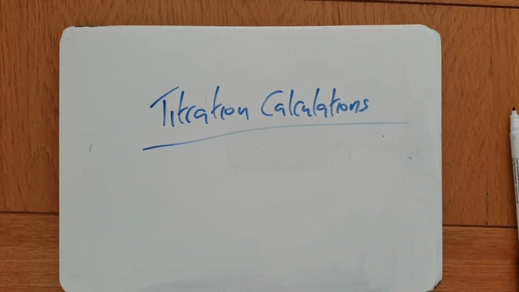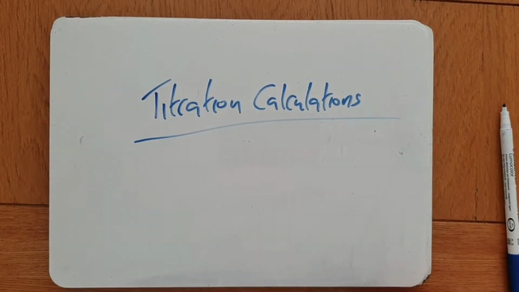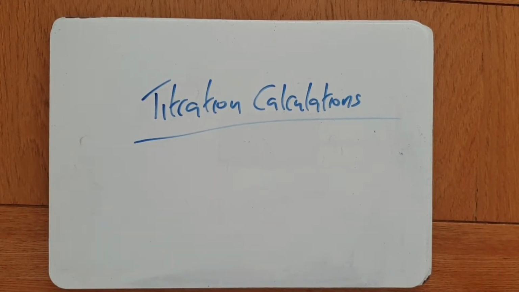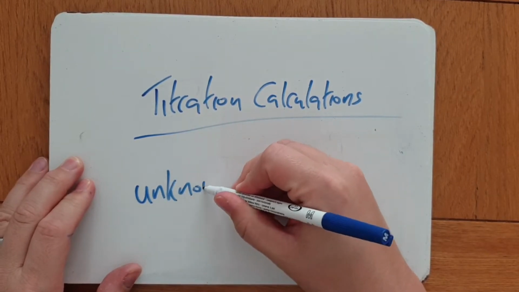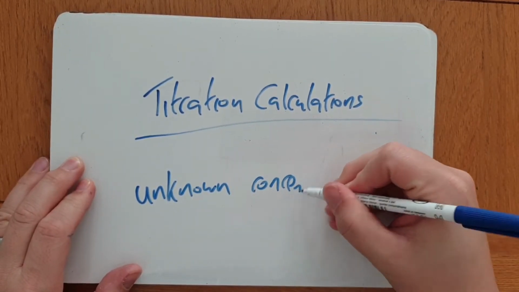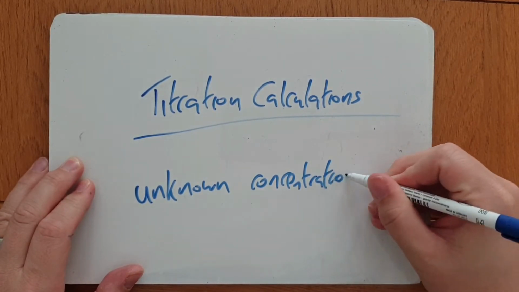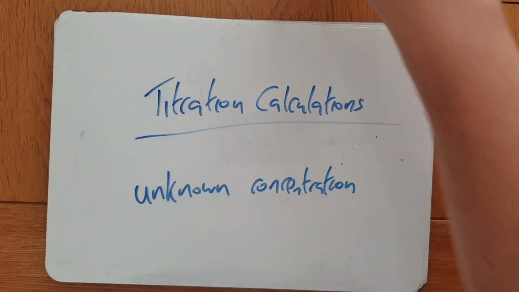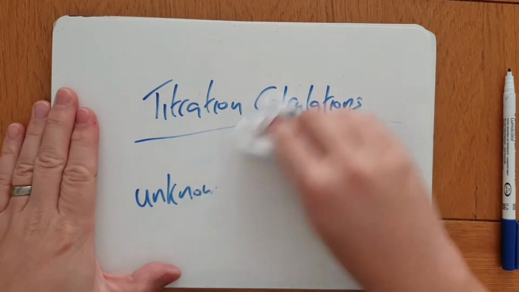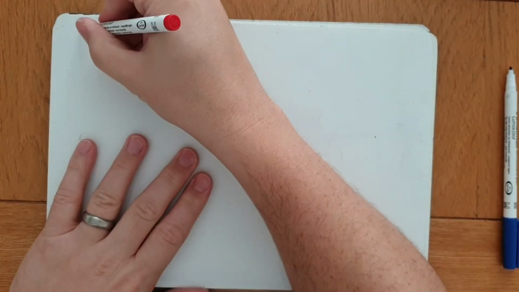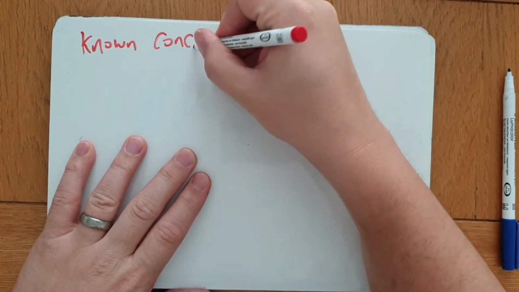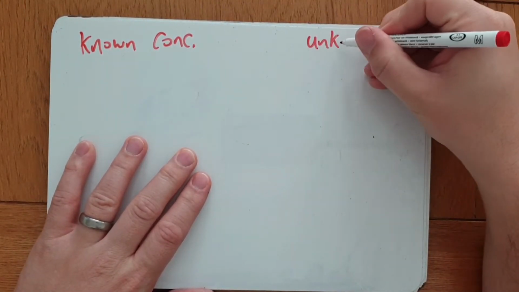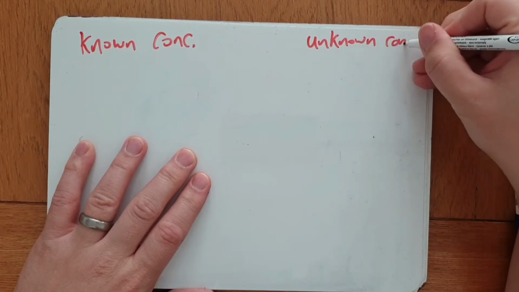Okay, so now video on titration calculations. If you remember from the previous video, the reason you do a titration is when you're trying to calculate an unknown concentration. So essentially, virtually every single titration question will give you information about two solutions. There's one solution where you know the concentration, and there's one solution where you don't know the concentration.